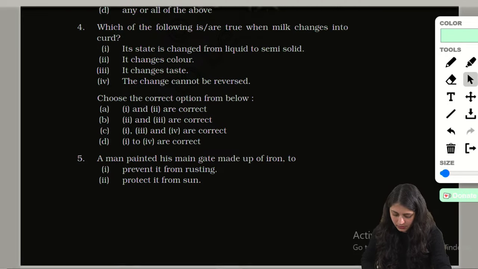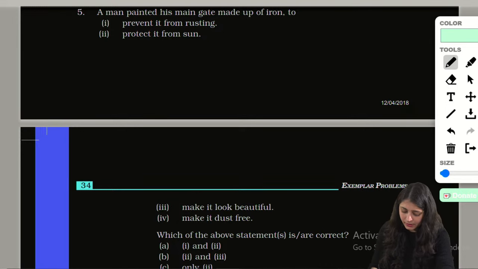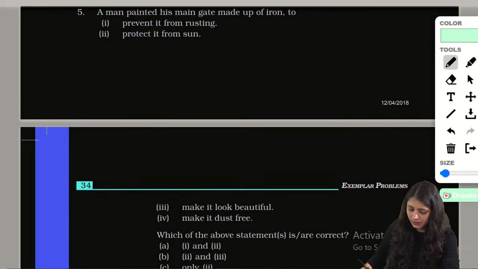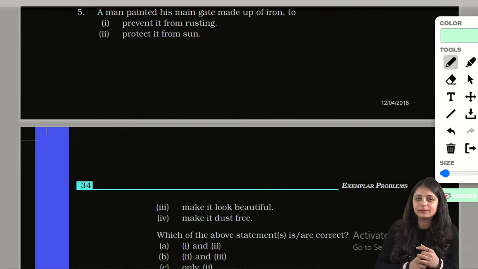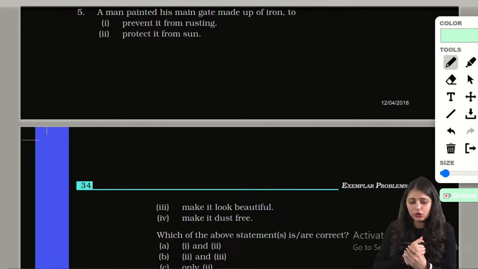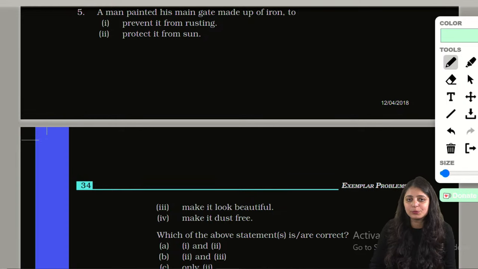मूविंग ऑन टू क्वेश्चन नंबर 5. अच्छा, अब क्वेश्चन 5 थोड़ा ध्यान से देखना पड़ेगा क्योंकि द स्क्रीन इज स्प्लिटिंग हियर. अ मैन पेंटेड हिज मेन गेट मेड अप ऑफ आयरन टू डू व्हाट? टू प्रिवेंट इट फ्रॉम रस्टिंग, टू प्रोटेक्ट इट फ्रॉम सन, टू मेक इट लुक ब्यूटिफुल, टू मेक इट डस्ट फ्री. पहले तो इन चारों में से मुझे बताओ स्टेटमेंट्स कौन कौन सी सही हैं. 1, 2, 3, 4 में से, फिर ऑप्शंस बाद में देखेंगे. स्टेटमेंट्स कौन कौन सी सही लग रही है आपको?